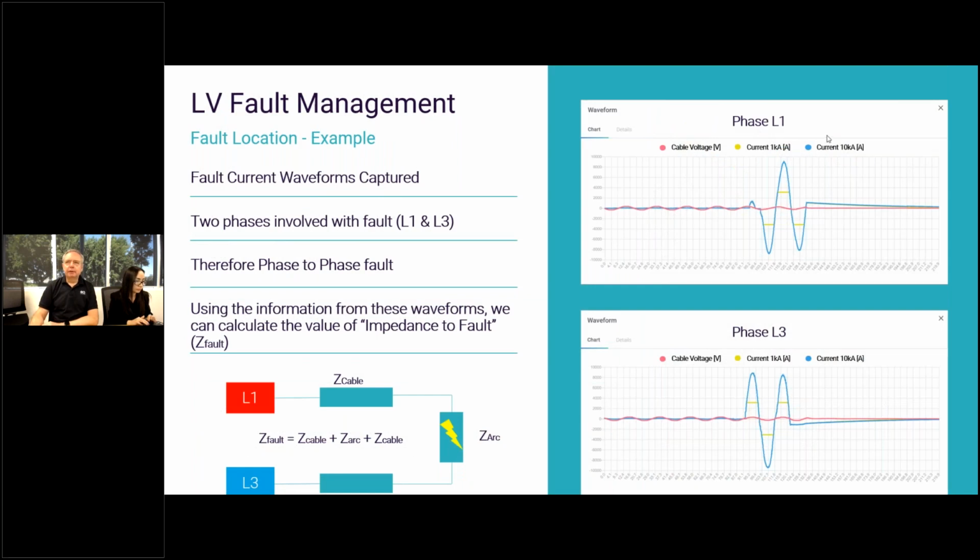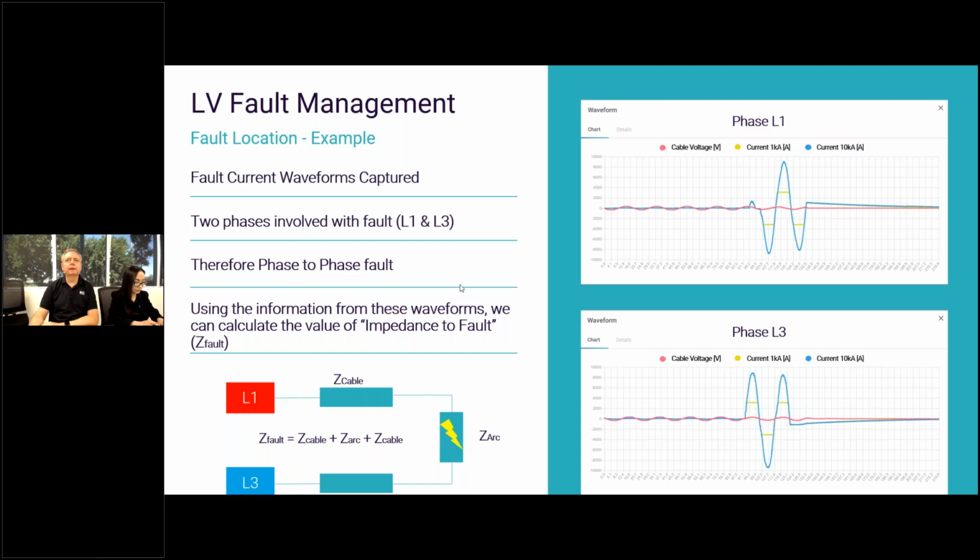So if we're capturing these fault currents, in this particular example we've got a phase-to-phase fault happening on L1 and L3. So the coincident here is where we're getting the problems. Two phases are involved. If we know the impedance of the cable on L1 and L3, we've got this variable impedance of the arc.